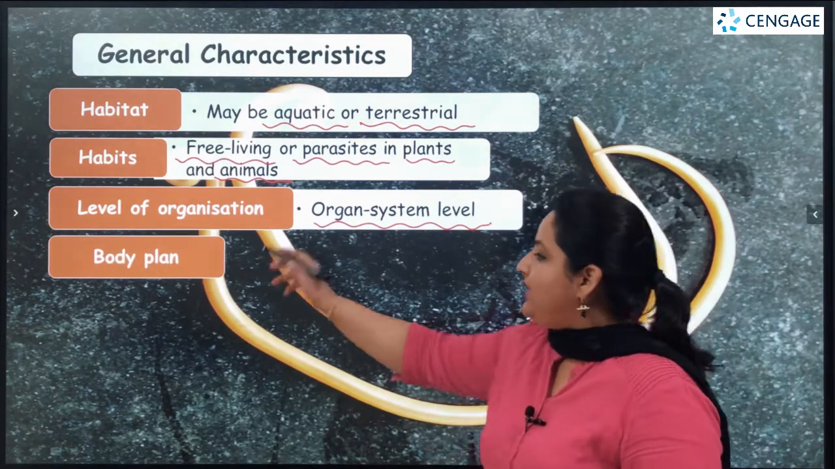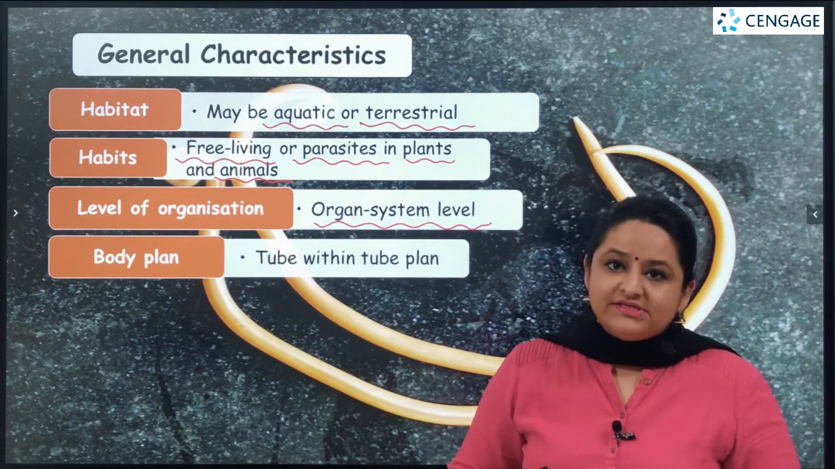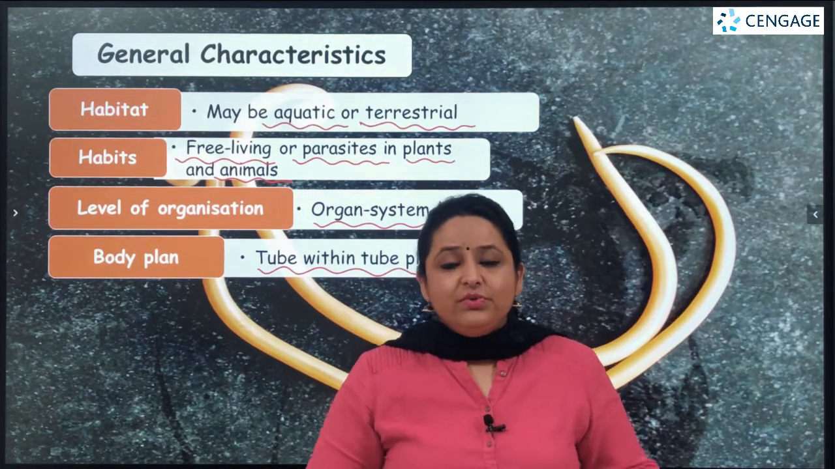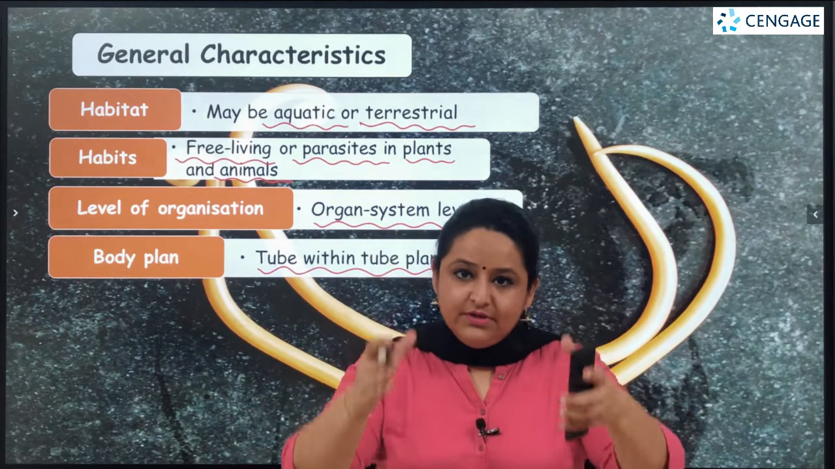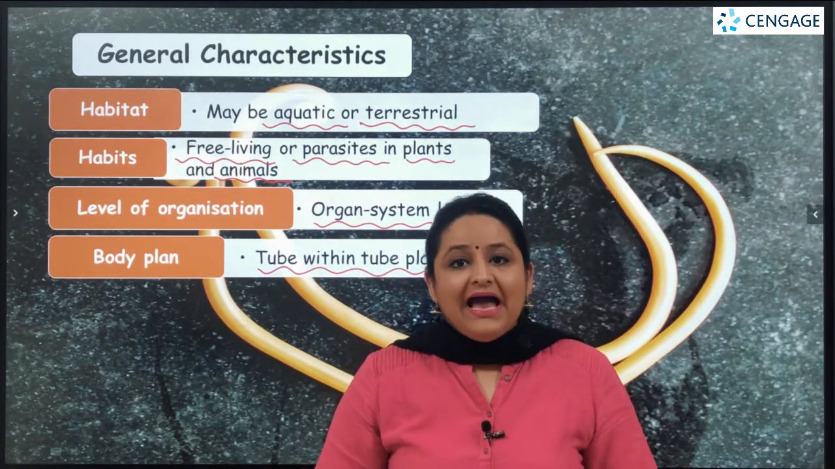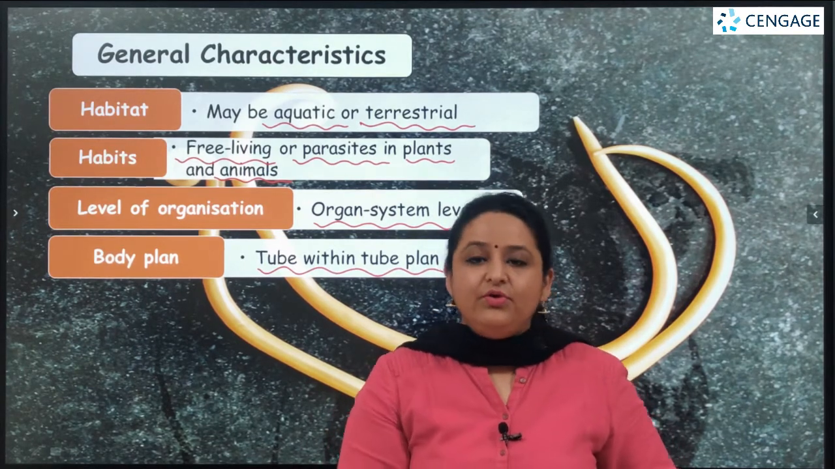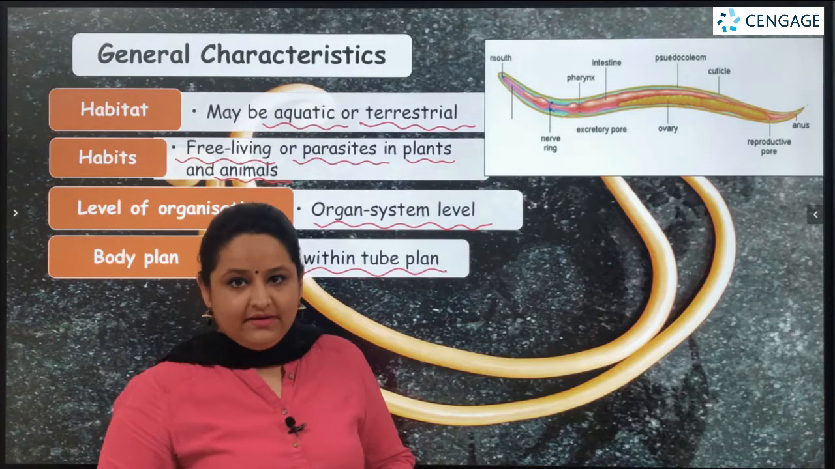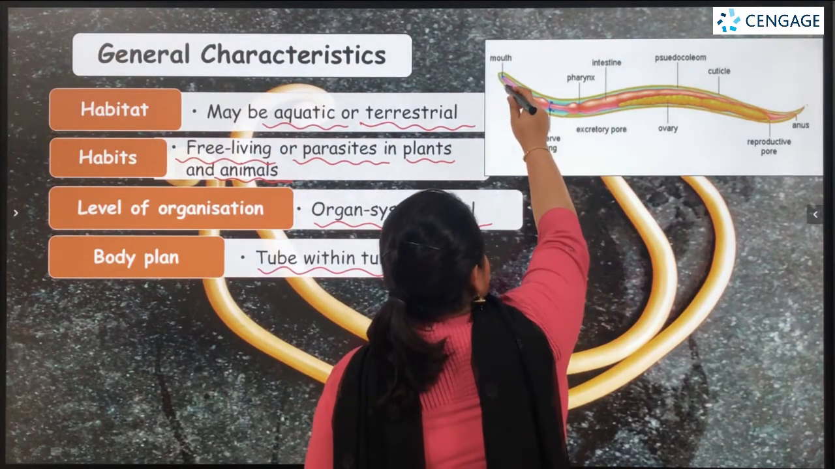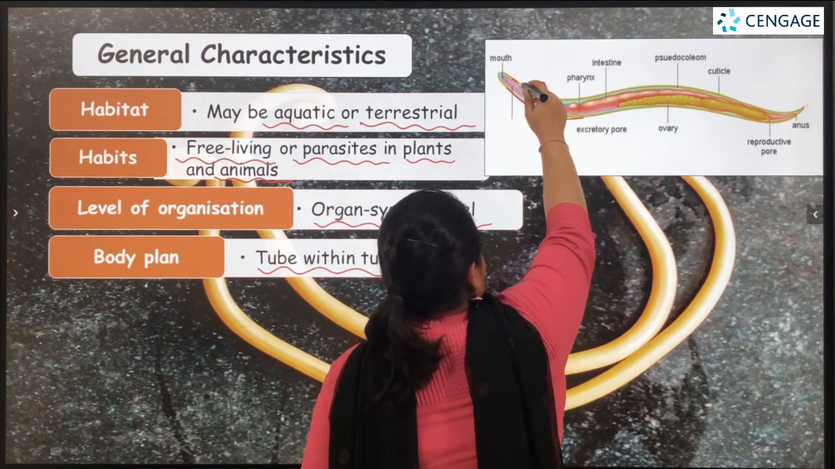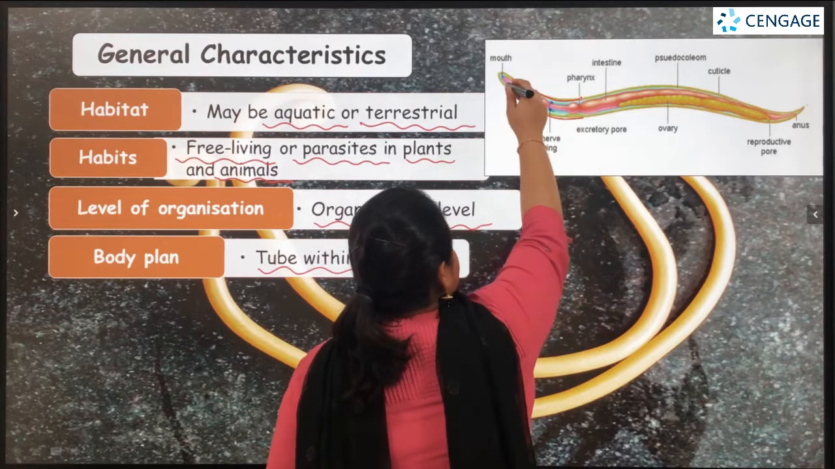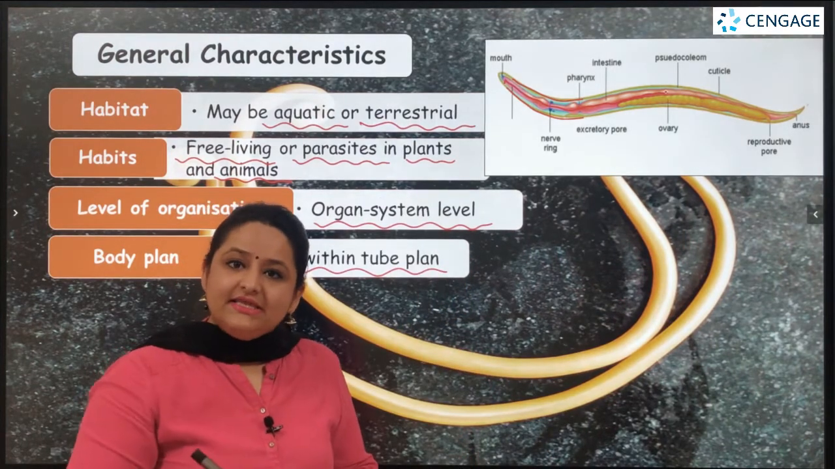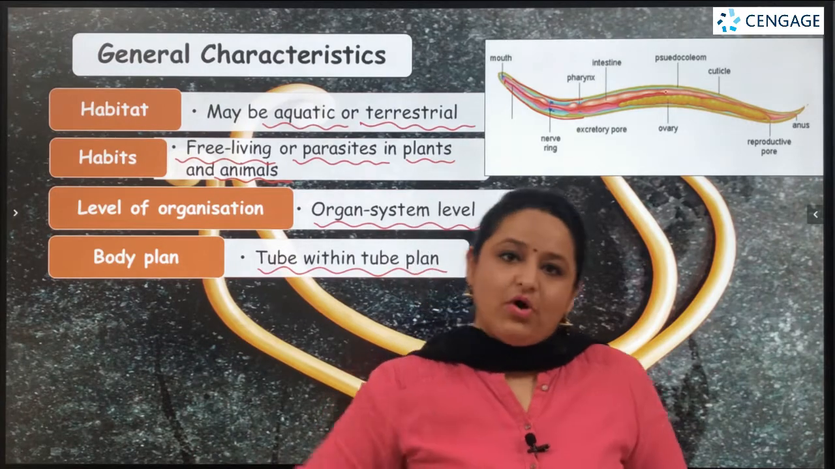Then let's come to the body plan. Now, the body of this organism follows the tube within tube plan. Now, what is a tube within tube plan? Tube within tube plan means that there is a tube which is represented by the body wall, and inside that tube is present another tube known as the digestive tube. So, this type of a body plan is known as a tube within tube plan. If we look at the diagram over here, this whole is the body wall, that is tube number 1, and this second is the digestive tube, that is tube number 2. So we can say that this organism shows tube within tube body plan.